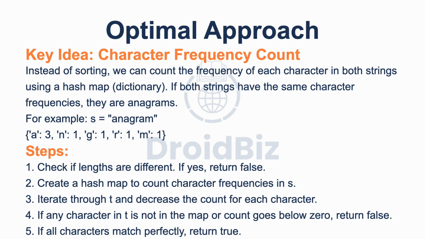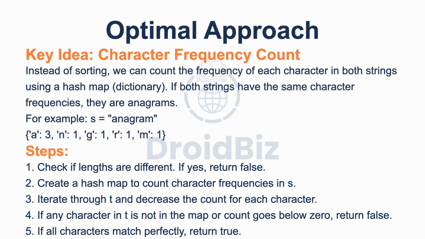First, check if the lengths are different. If they are, return false immediately. Second, create a hash map to count character frequencies in S. Third, iterate through T and decrease the count for each character in the hash map.